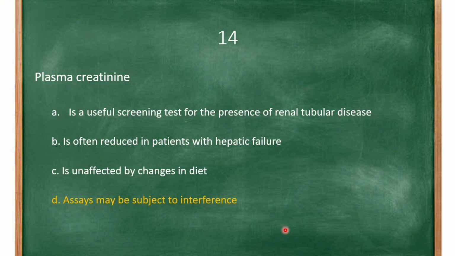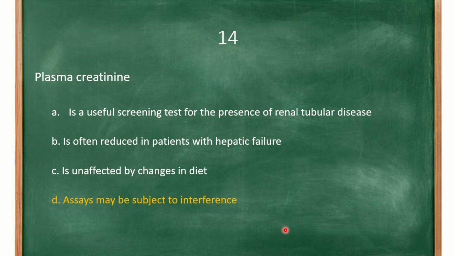It says that plasma creatinine A is a useful screening test for the presence of renal tubular disease. B is often reduced in patients with hepatic failure. C is unaffected by changes in diet. And then D, assay may be subject to interference. So I just went straight to the answer part. For this question, the answer is D, assay may be subject to interference.